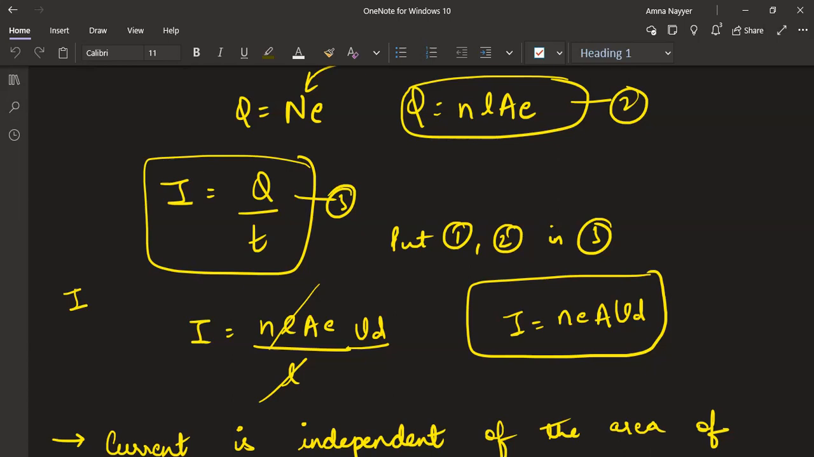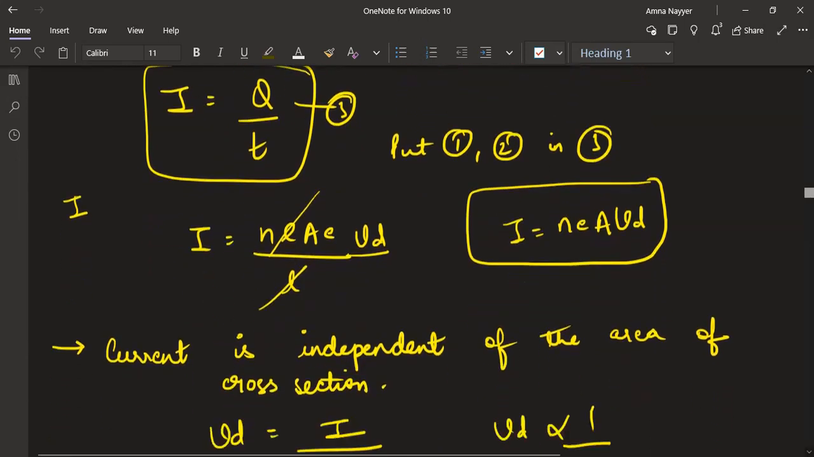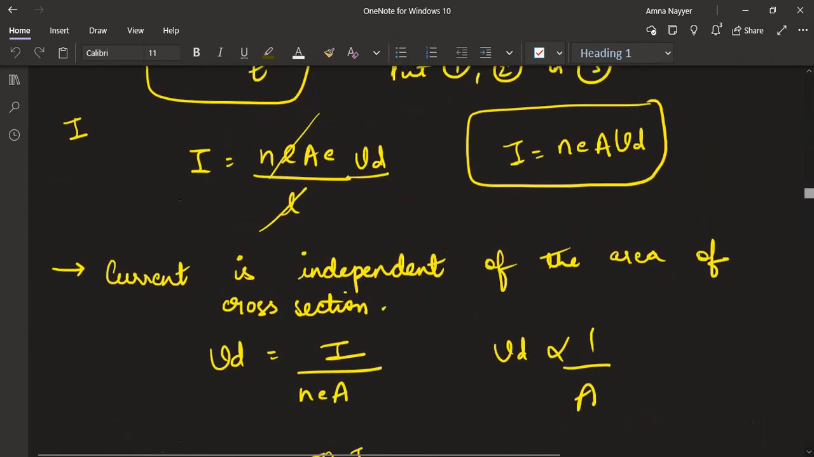A is the area of the conductor, and VD is the drift velocity. So I is equal to nEAVD. Now, if you look at this formula, it seems that current is directly proportional to area of cross section, but it is independent.